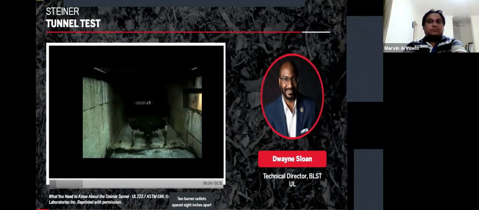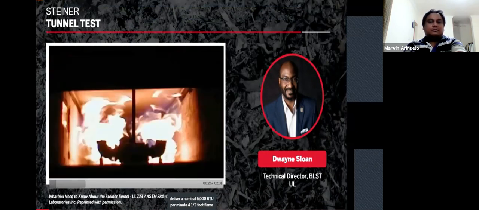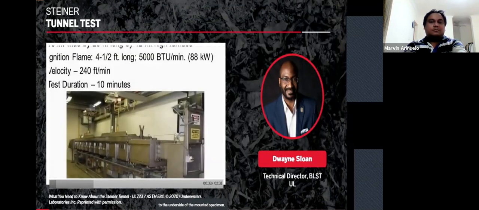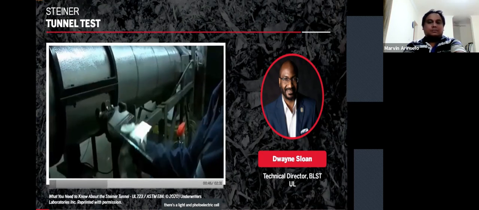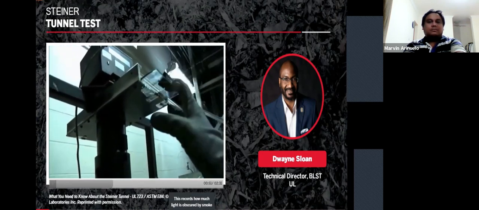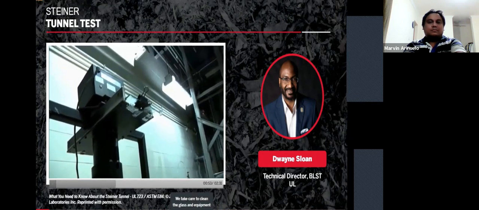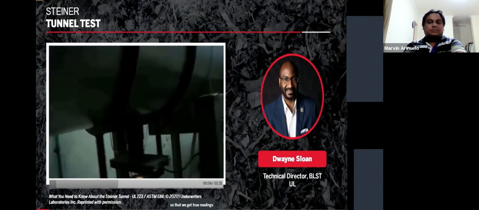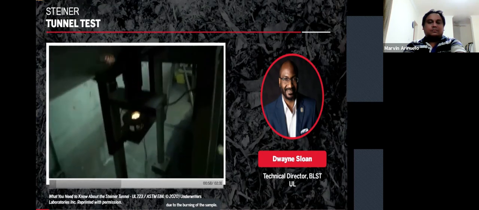Two burner outlets spaced 8 inches apart deliver a nominal 5,000 BTU per minute, 4.5 foot flame, to provide the ignition source to the underside of the mounted specimen. The test continues for a 10-minute duration. A controlled inlet draft of 240 feet per minute facilitates a horizontal flame propagation throughout the test. At the end of the tunnel, there's a light and photoelectric cell mounted in the exhaust duct. This records how much the light is obscured by smoke during the test. We take care to clean the glass and equipment so that we get true readings due to the burning of the sample.